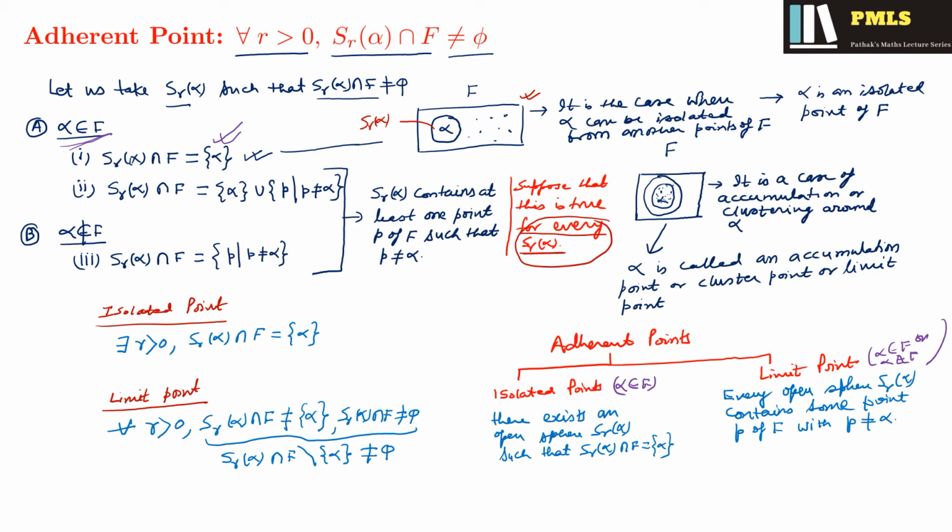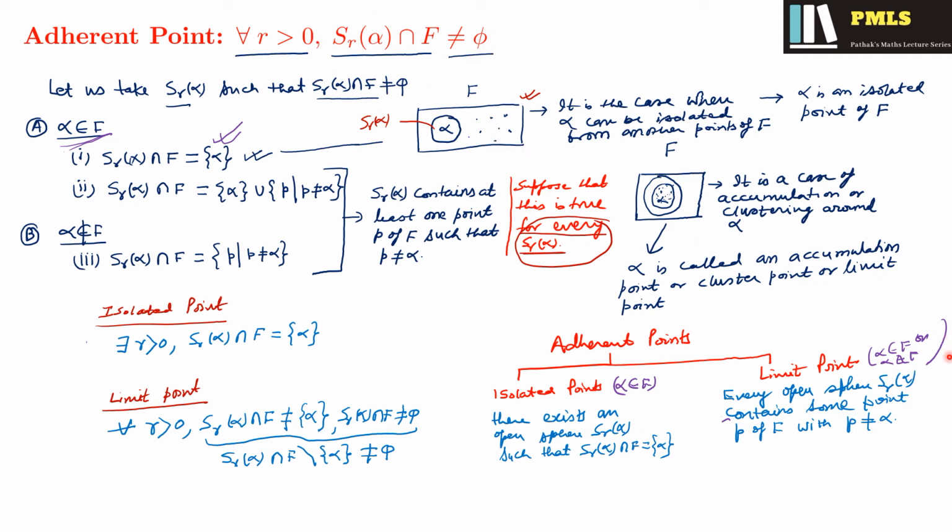Anything can happen. So it was a brief attempt to provide a conceptual idea of adherent points, limit points, and isolated points of a given subset F in a metric space E. However, before I proceed to the next slide, let me put two cautions, which probably have been put before you earlier on this slide. While showing these diagrams, we have shown S_r(alpha) as a subset of F. However, it is not necessarily the case. S_r(alpha) may not be a subset of F. The only thing is that its intersection with F is non-empty.